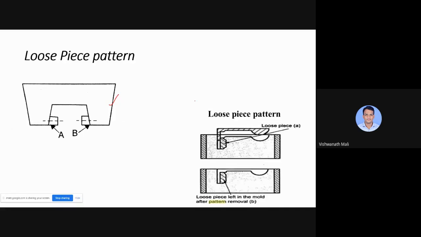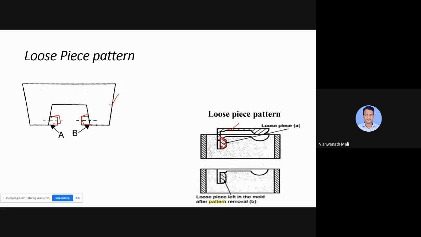Then the loose piece pattern. Our part is simple, but it has one or two complicated shapes or some small extended shape. In that case, what we do, we use these loose pieces. Here you can see A and B. We use such kind of loose pieces. What we do, first with the help of loose pieces, we produce the required cavity. Then we use the actual pattern, right?